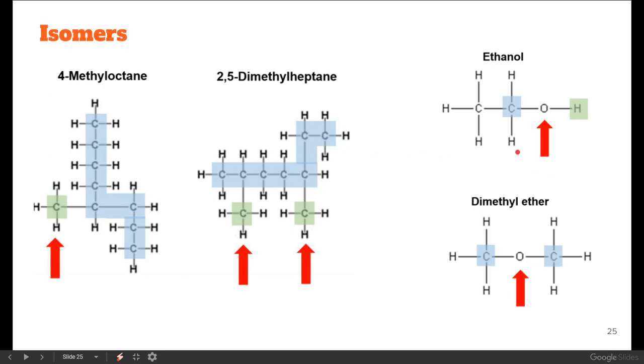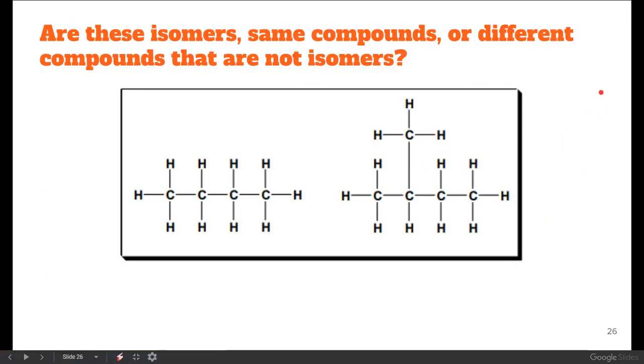Okay. Same thing with this guy right here. Look at this. 1, 2 carbons, 1, 2 carbons. 1 oxygen, 1 oxygen. And then you have the rest hydrogens. So these also have the same molecular formulas as each other. They're different structurally. So those are isomers of each other. All right, ready? Let's look at these two. Are they isomers, same compounds, or different compounds that are not isomers?